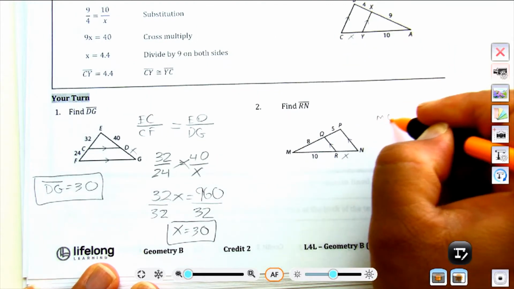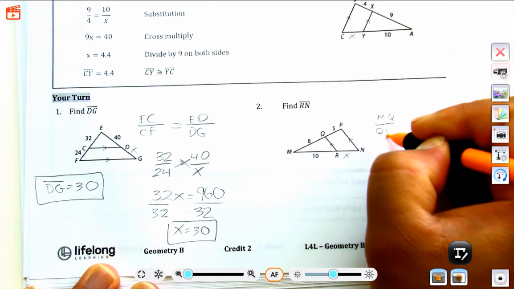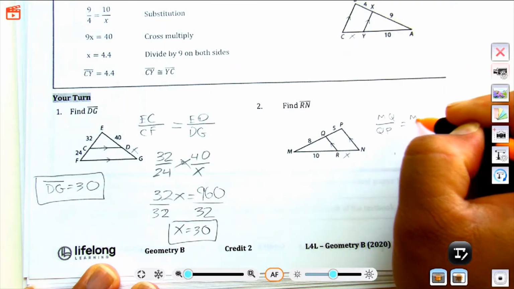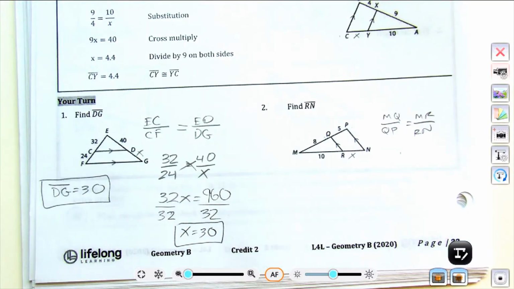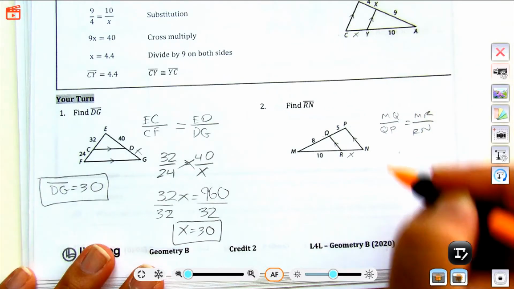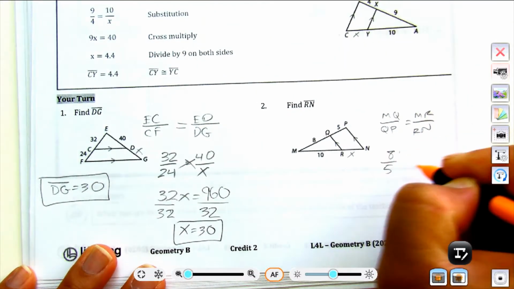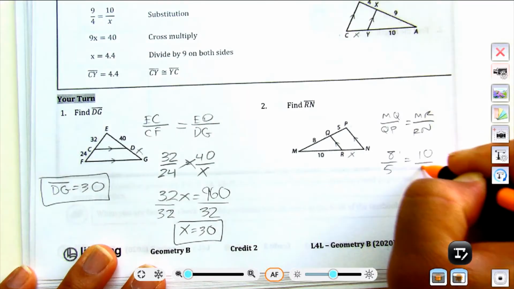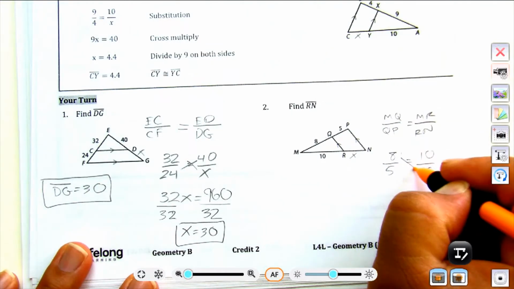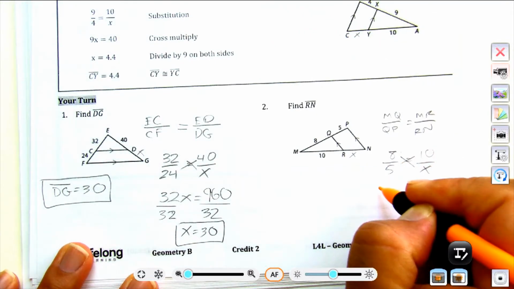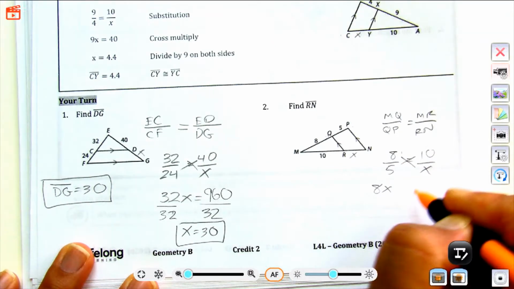MQ over QP is equal to MR over Rn. So then I have 8 over 5 is equal to 10 over X. I'm going to cross multiply. 8 times X is 8X. 5 times 10 is 50.